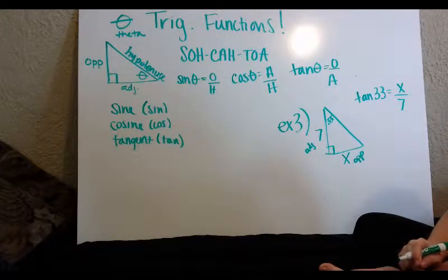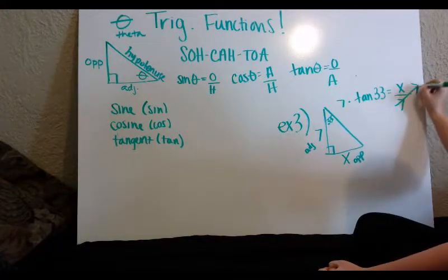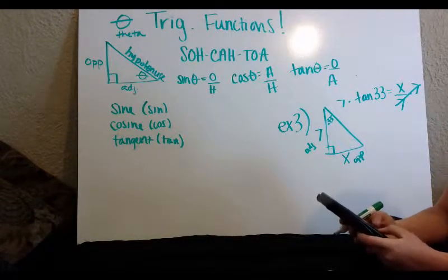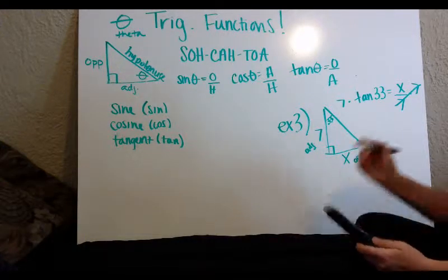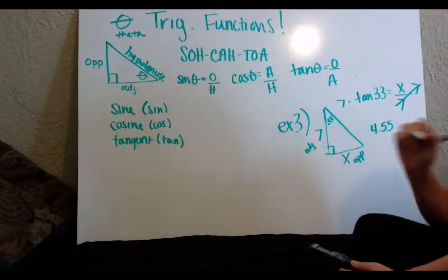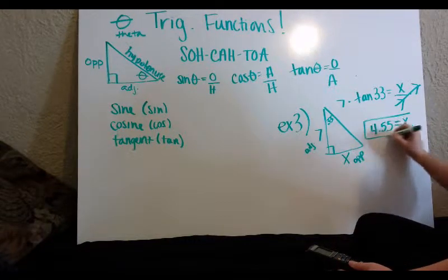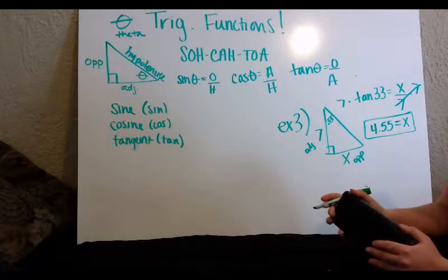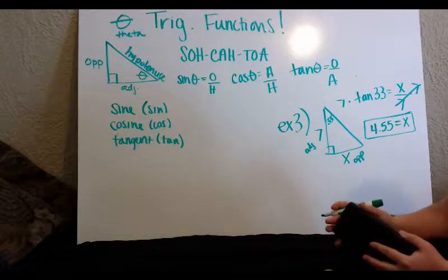Now I just need to get x by itself. So I'm going to multiply by 7 on both sides. And now I need to do 7 times the tangent of 33. And we're going to get 4.55 if I round to 2 places. You're almost always going to have to round your answers whenever you're working with sine, cosine, and tangent. So that's what we got as our answer.